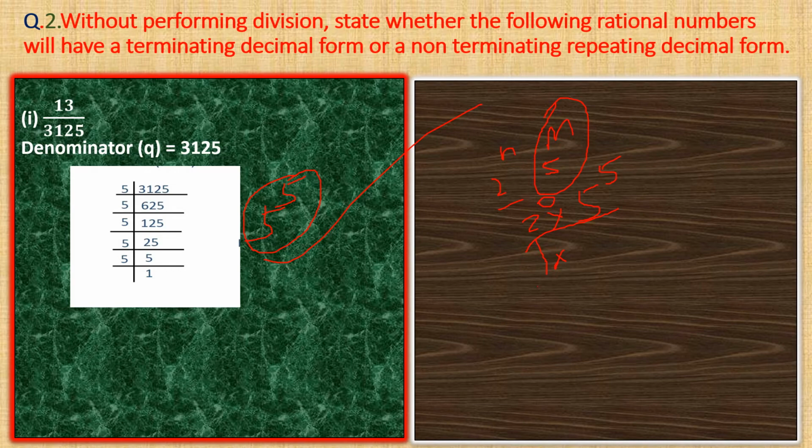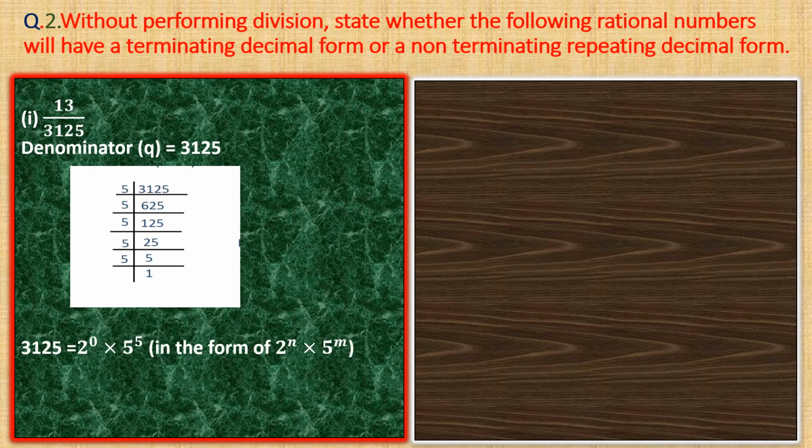So here your next step will be like this. Here we got only 5 power 5, right? So I included 2 power 0 here. So it is in the form of 2 power n into 5 power n. When it is in the form of 2 power n into 5 power n, then it is a terminating decimal, right children?